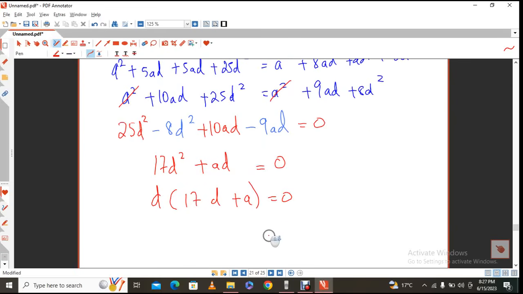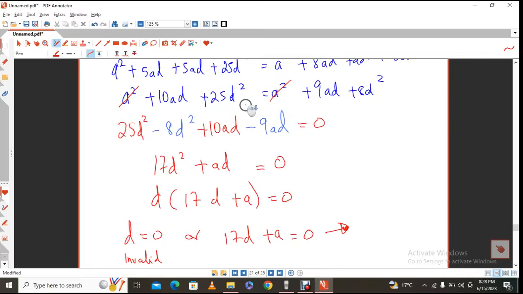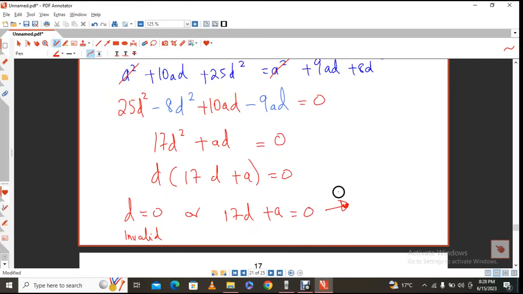Then I have got two solutions here, because it's quadratic. Then I have D equals to 0, or 17D plus A is equal to 0. So from this one here, I can't use D equals 0 because this is invalid, because D cannot equal to 0. Remember, if it's 0 and you replace it everywhere you have D, you're just going to have A, nothing on top, and the ratio will just be 1. You want the common ratio. So from here, my A is equal to minus 17D. Are we together? Now we know what my value of A is.